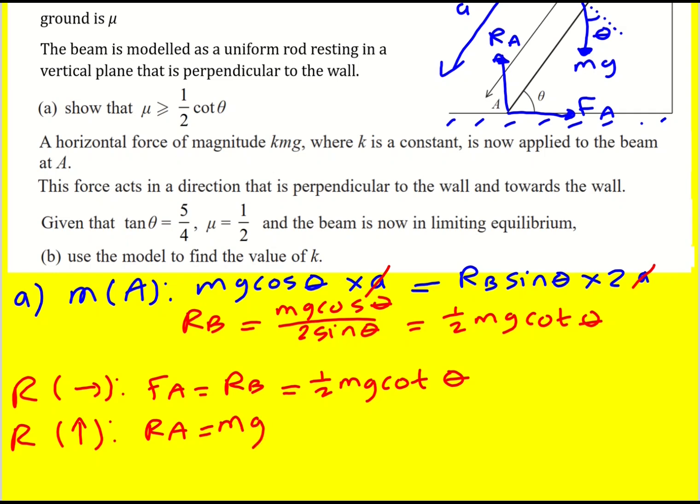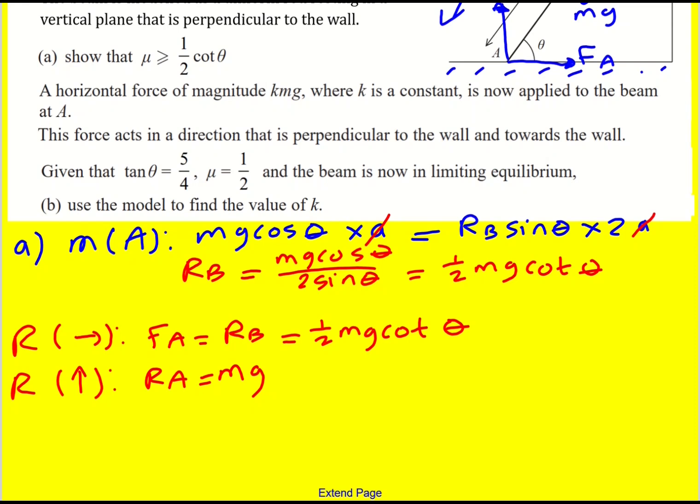then it must be that RA, the normal reaction going up, is equal to mg, the weight going down. Now let's bring in the frictional modeling force. So F in general, but here it's going to be FA is less than or equal to mu RA.